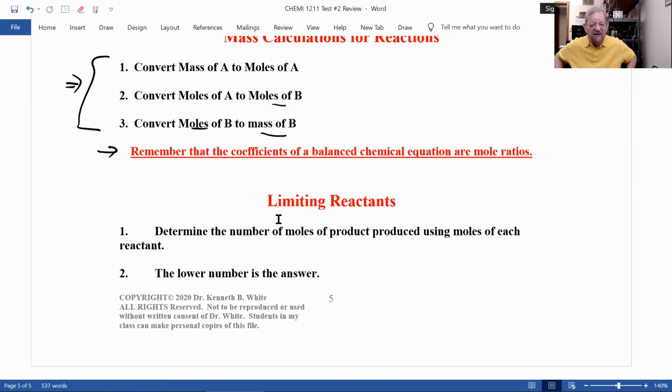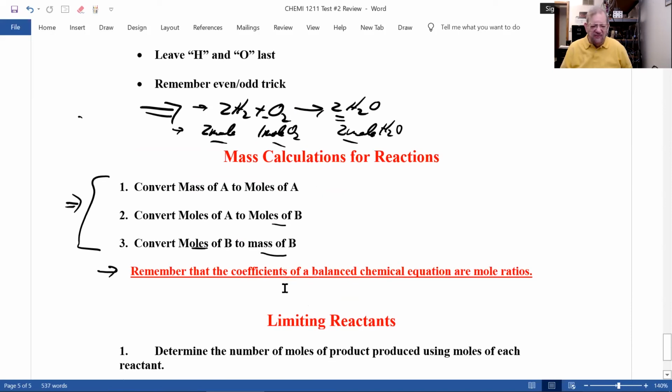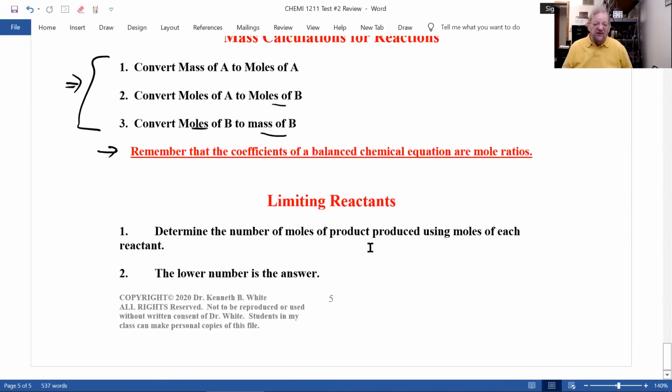And how do you do that? For each reactant, determine the number of moles of a product using the moles of each reactant and the balanced chemical equation and the relationship that coefficients of a balanced chemical equation are molar ratios. And you'll get 2 numbers. Always in my problems, let's do 2 reactants. I could do more, but that's enough. And the lower number of the product formed from each calculation is the answer. And that's my review for test number 2. Any questions?